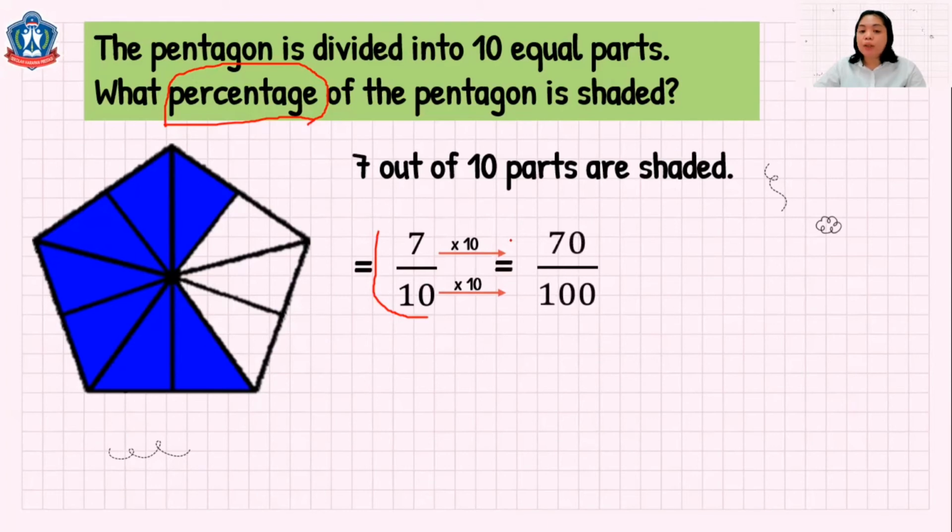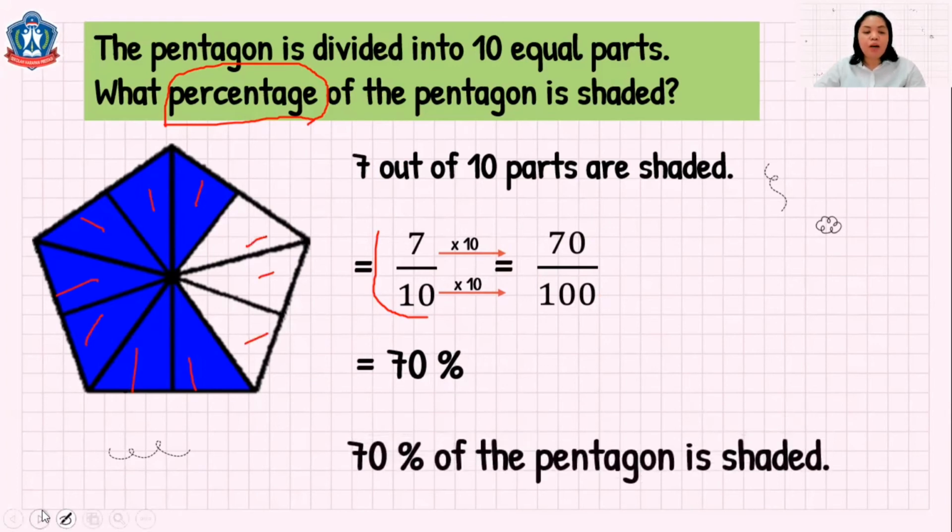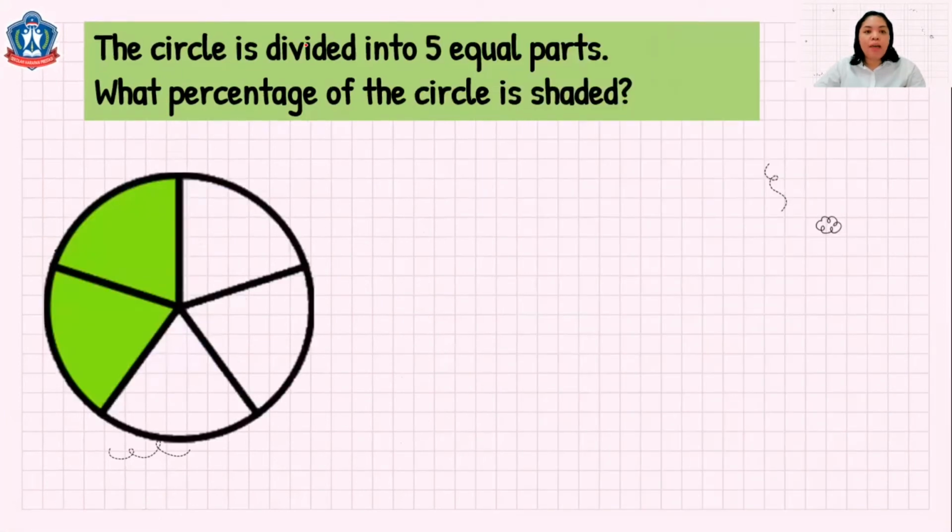So that is equal to 70/100. So we can convert now to percentage, and that is 70%. So the part that is shaded with blue is 70%. The unshaded is 30%. Okay, next. Look at the circle. It is divided into 5 equal parts. So 5 only. So what percentage of the circle is shaded?